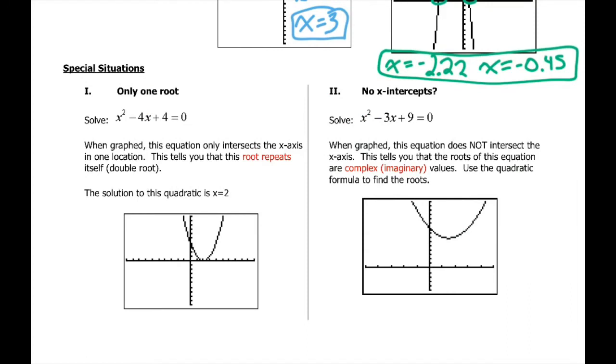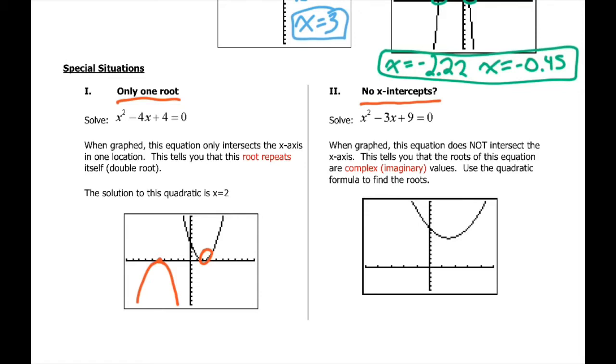At the bottom here, it just explains again what it means to have one root or no x-intercepts. So if you have one root, it's when it's sort of sitting on the x-axis, and that could also look like an upside down version where it just touches the x-axis at one spot.